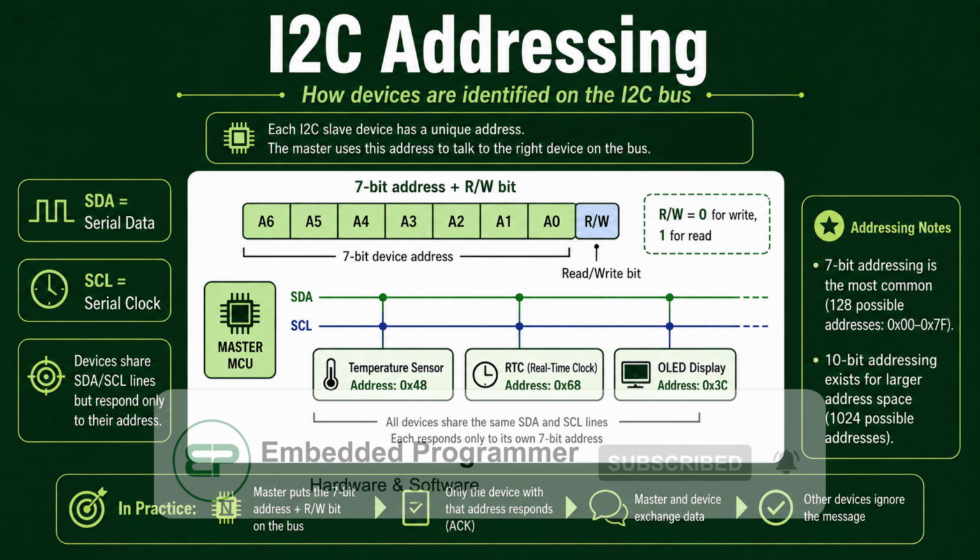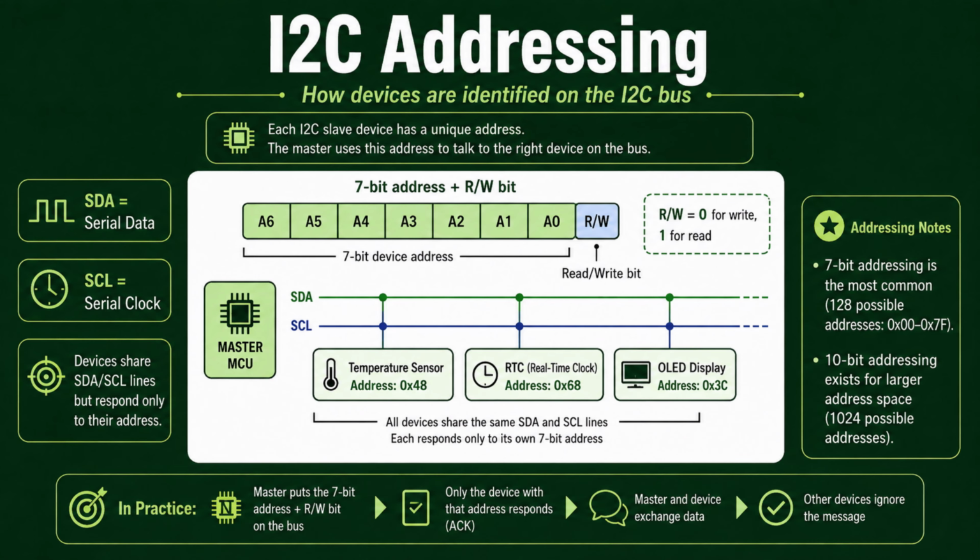Each I2C peripheral is identified by an address. The most common format uses a 7-bit device address, followed by one read or write bit. The address bits are transmitted from the most significant bit to the least significant bit. After the 7-bit address, the controller sends the direction bit. A 0 indicates a write operation, while a 1 indicates a read operation.